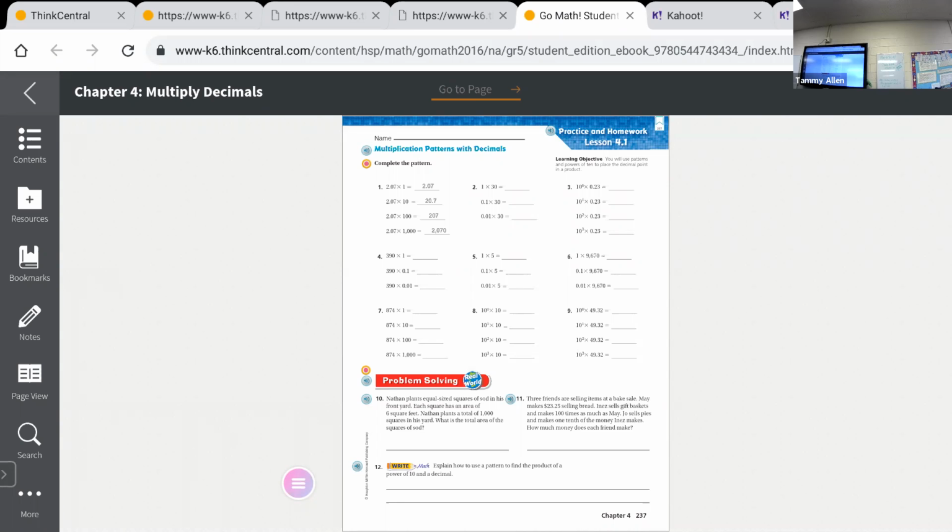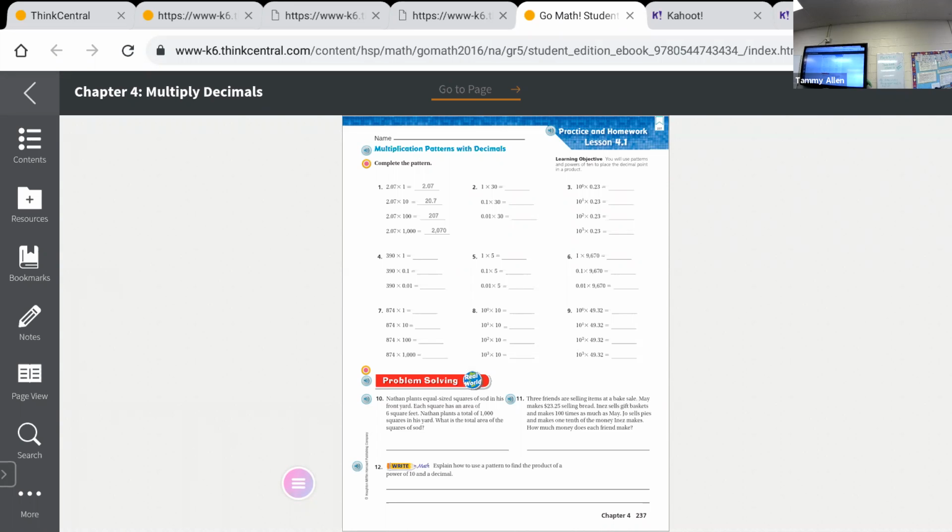Number 10. If each square has an area of 6 square feet and we're multiplying by 1,000, what happens to the decimal point? Ezra? If we're multiplying by 1,000, what happens to the decimal point, folks? Quick. Lane. Yep, giving us 6,000 square feet. Number 11.